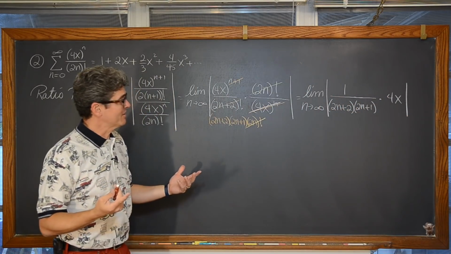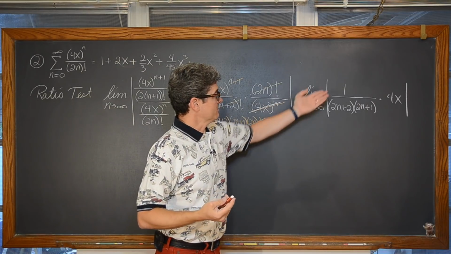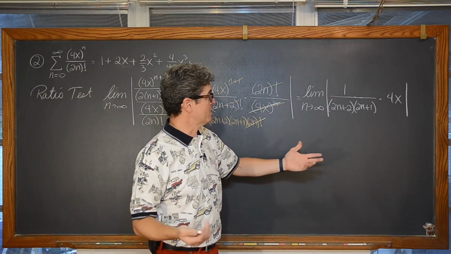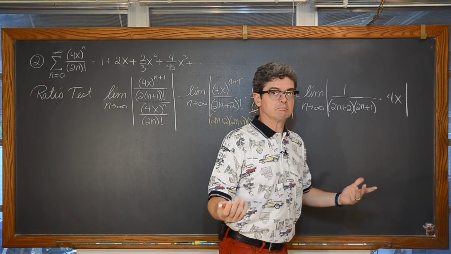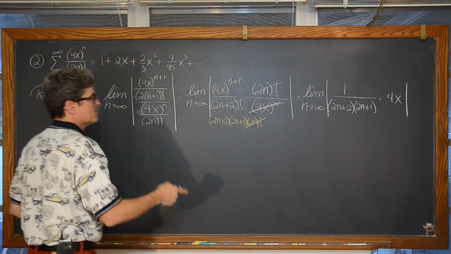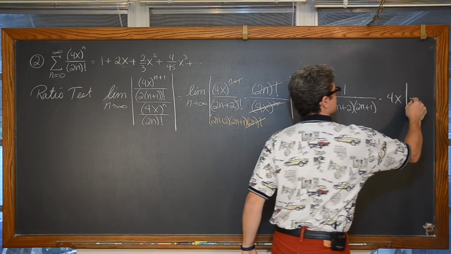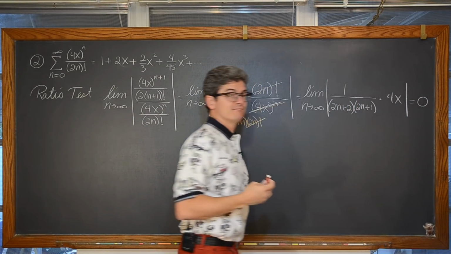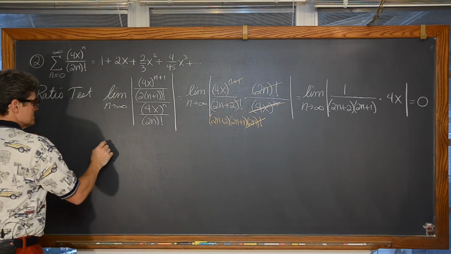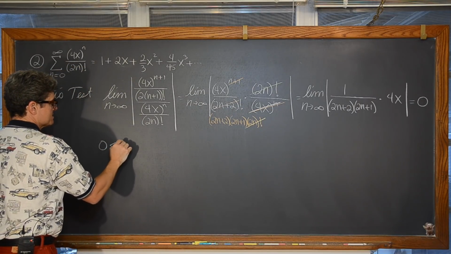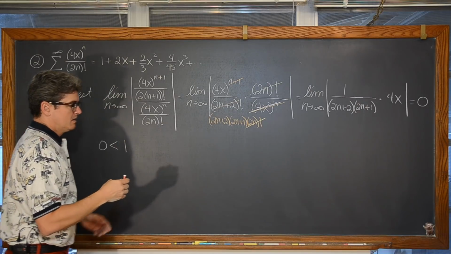Now if we let n go to infinity, well, we're going to have 1 over infinity, which approaches 0. And 0 times 4x is just 0. So the limit here, I was going to write it on the second line, but I don't need any extra room to write 0. The limit as n approaches infinity is 0, and of course 0 is always less than 1.